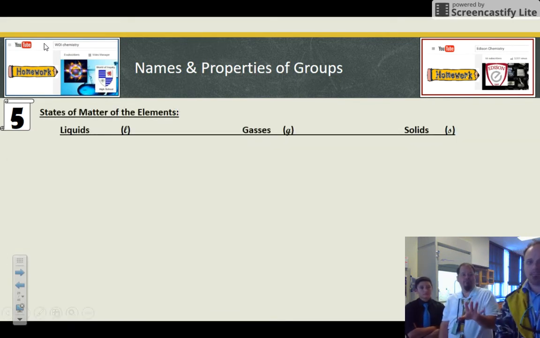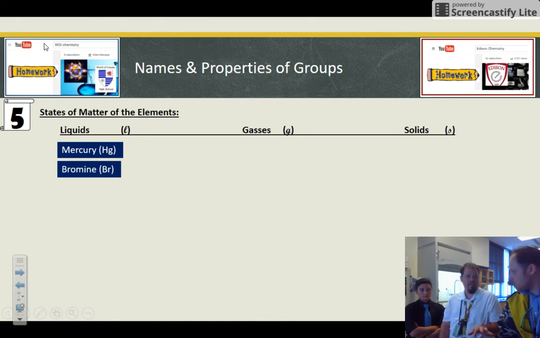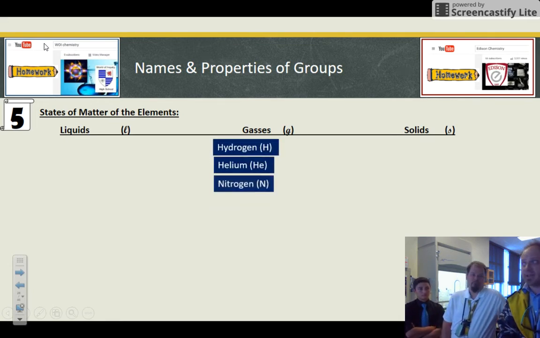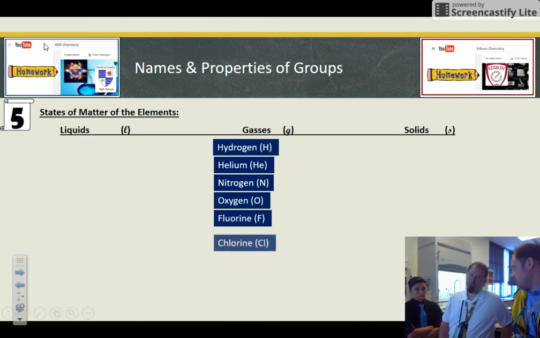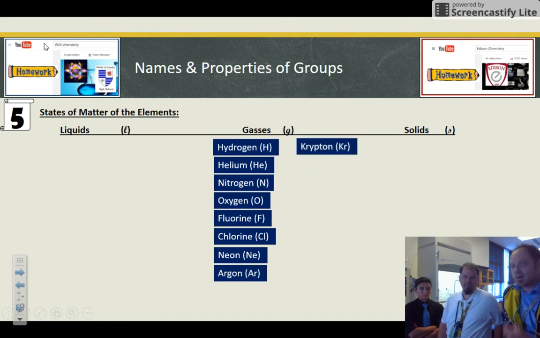Facts. States of matter. Three states of matter. Ready? Liquids first. There's only 2: mercury and bromine. We got a liquid metal. We got a liquid non-metal. We got a few gases, and then that's it. And then everything else is a solid. Hydrogen, helium, nitrogen, again, the halogens and the noble gases. That's really it. It is the diatomic gases and the noble gases.